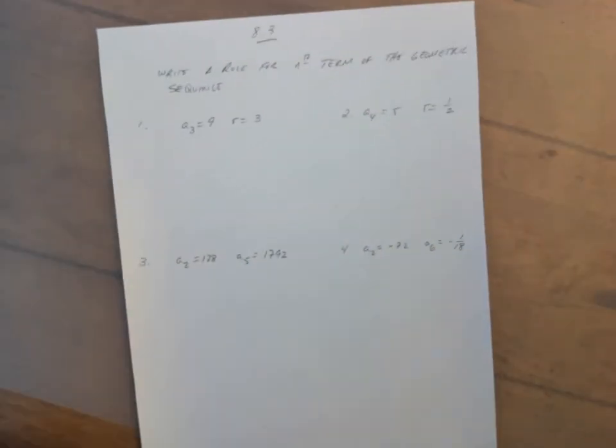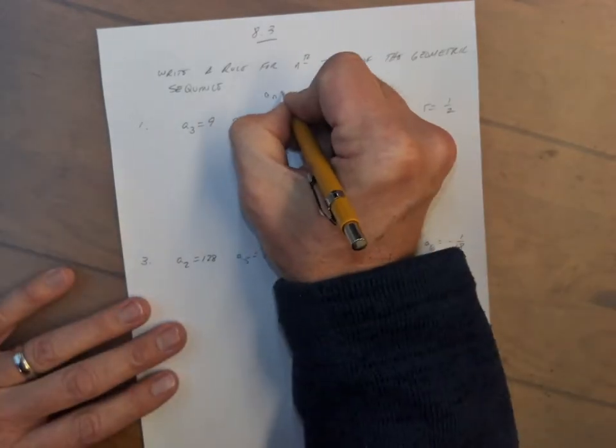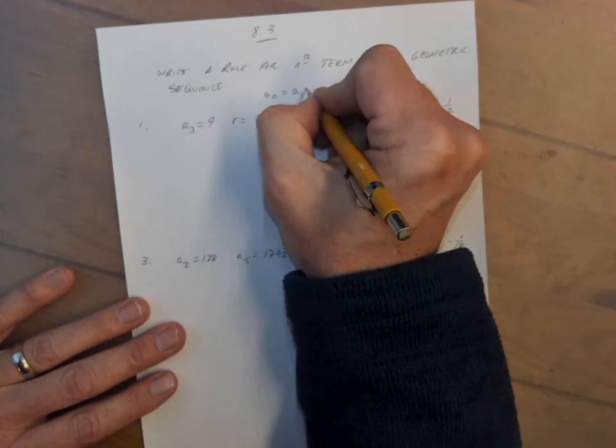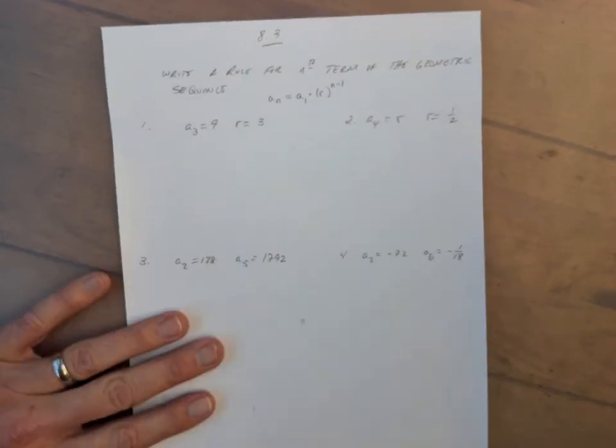All right, a couple other problems here. Here we're given different pieces of information and asked to write the nth term. So again, we're writing the rule. And I'll put that up here again: an equals a1, our first term, times the common ratio raised to the n minus 1.